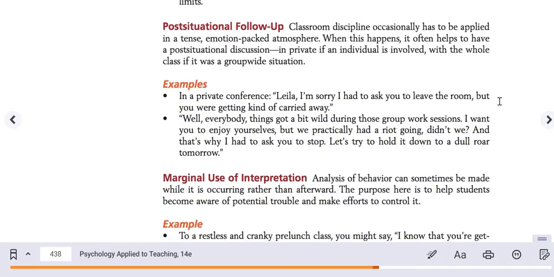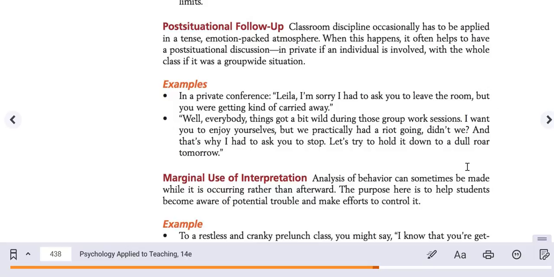Post-situational follow-up. Classroom discipline occasionally has to be applied in a tense, emotion-packed atmosphere. When this happens, it often helps to have a post-situational discussion in private if an individual is involved, with the whole class if it was a group-wide situation. In a private conference: Leela, I'm sorry I had to ask you to leave the room, but you were getting kind of carried away. Well, things got a little bit wild during those group work sessions. I want you to enjoy yourselves, but we practically had a riot going, didn't we? And that's what I have to ask you to stop. Let's try to hold it down to a dull roar tomorrow.